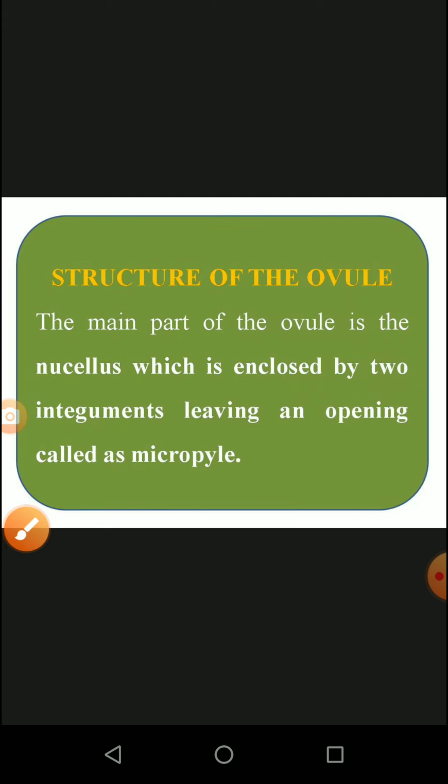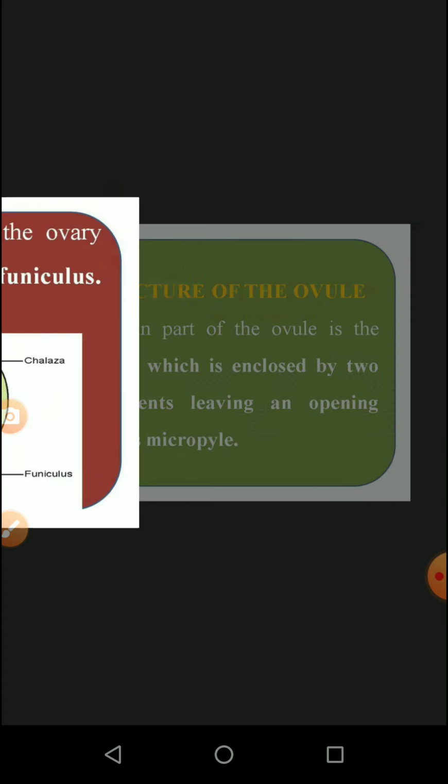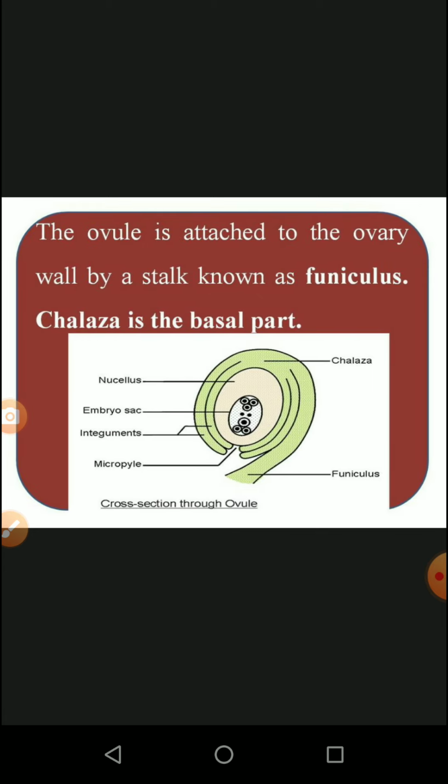And the structure of the ovule: the main part of the ovule is called the nucellus. It is enclosed by two integuments, leaving an opening called the micropyle. The ovule has a small opening at the bottom, called the micropyle. Through the micropyle, the process of fertilization takes place. And this is the diagrammatic representation.